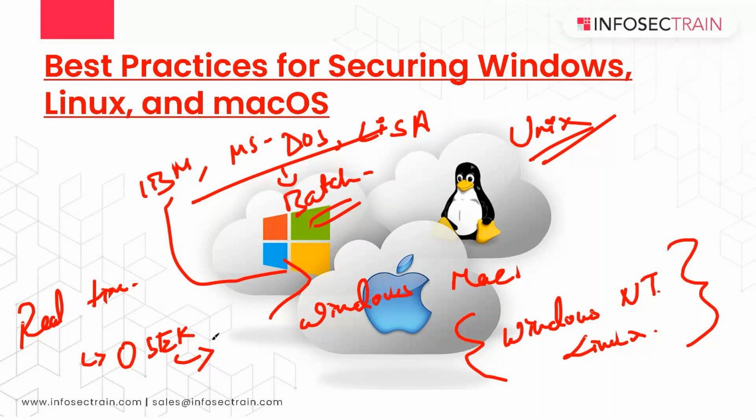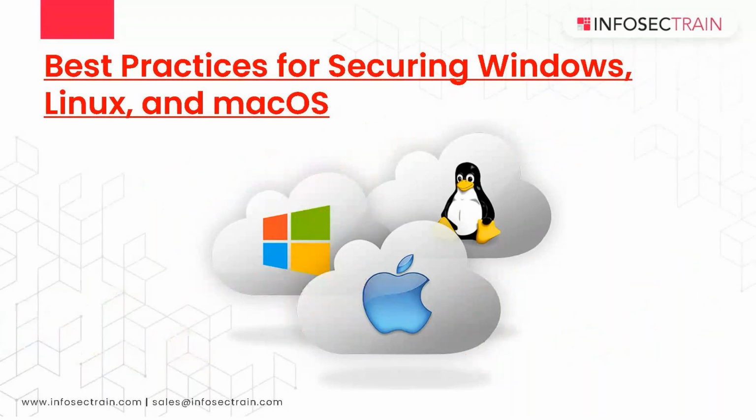So what was OSEK? It was an embedded operating system kernel. In the 90s, we were using this OSEK. So that was a real-time operating system. These are the different types of operating systems we were having. Now, we have previously discussed how we can secure Windows. Boot integrity.